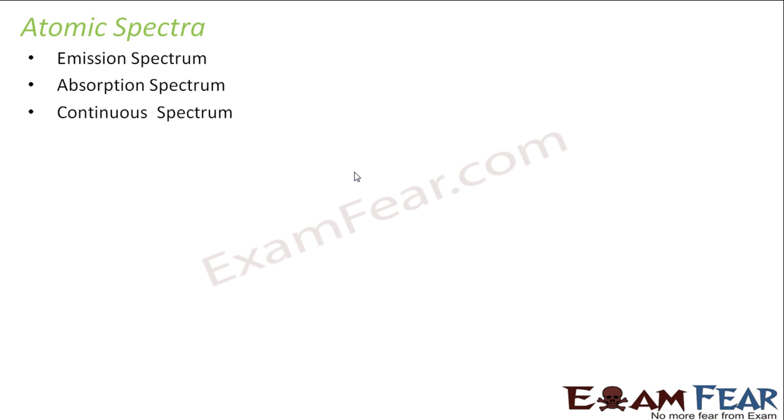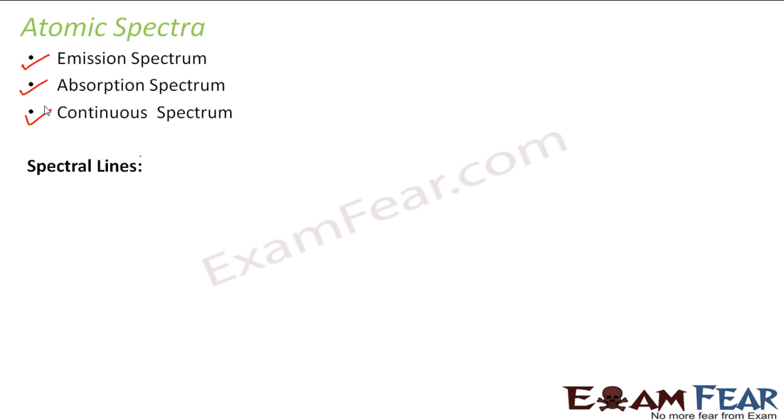Right? So we will talk about the different types of atomic spectra, that is emission spectrum, absorption spectrum and continuous spectrum. Broadly these are the 3 types of atomic spectrum which we will talk about: emission spectrum, absorption spectrum and the continuous spectrum. We will discuss each of them in detail.